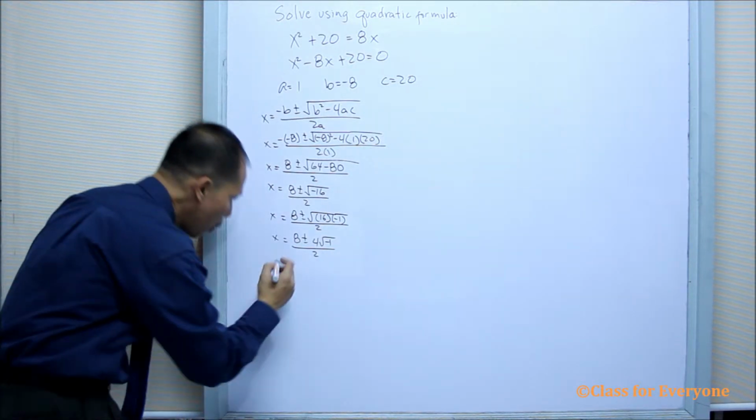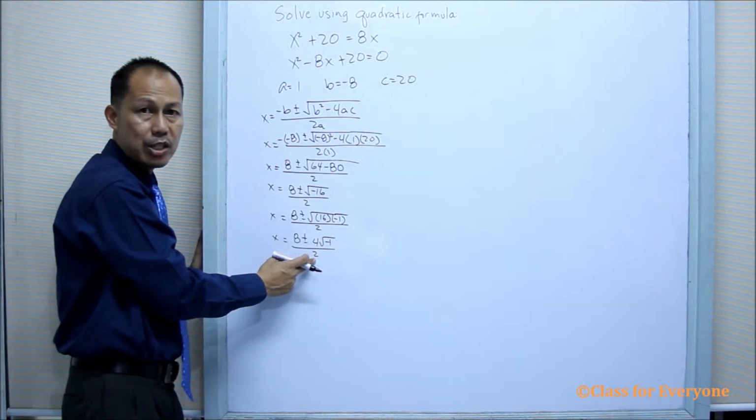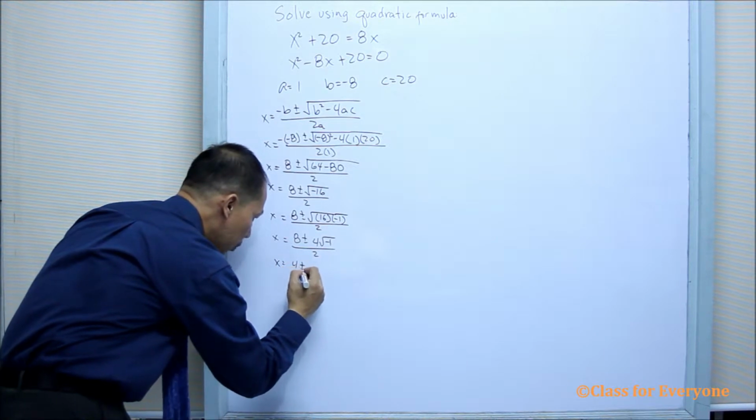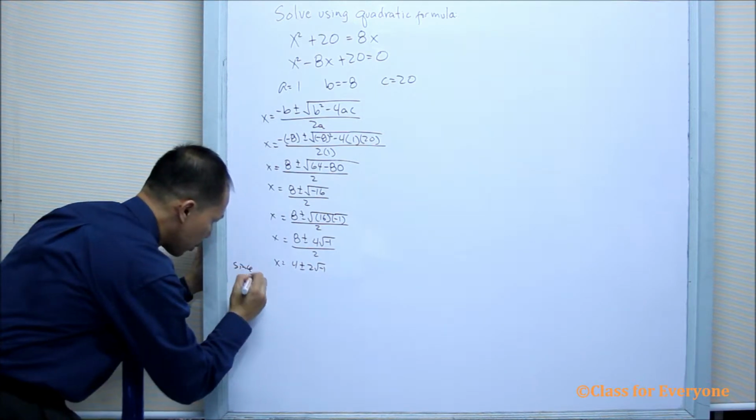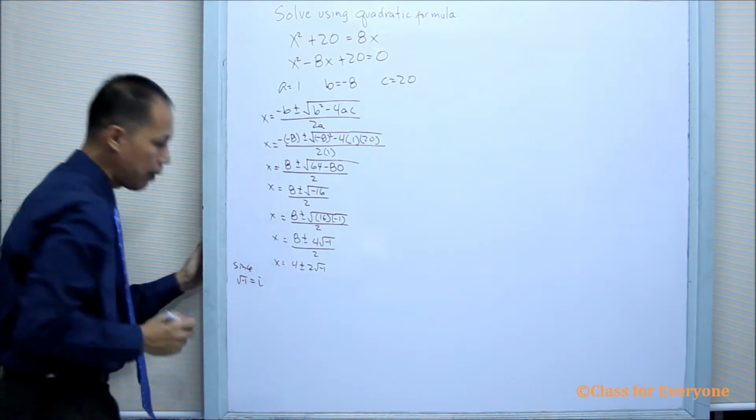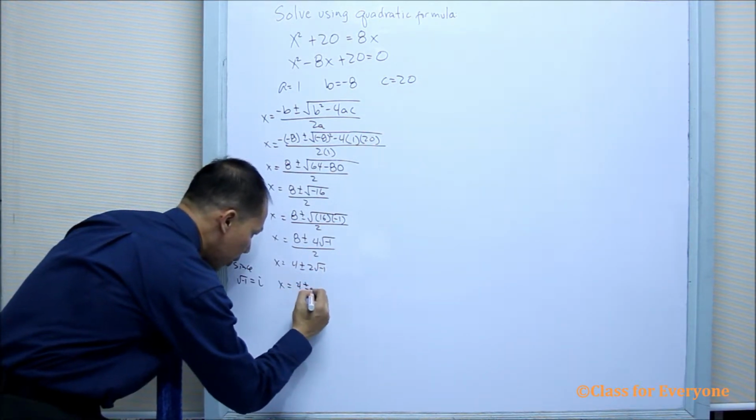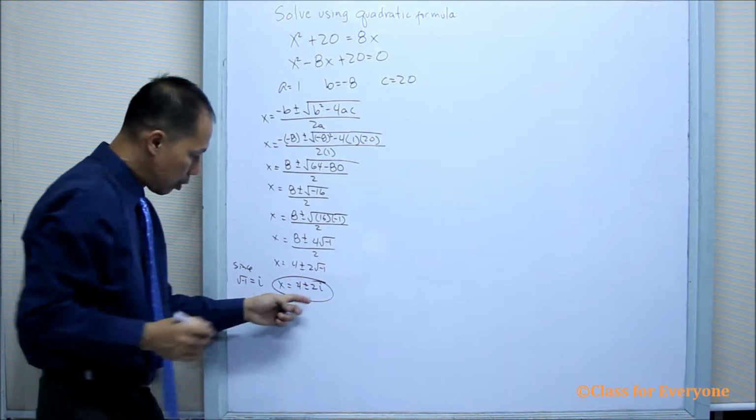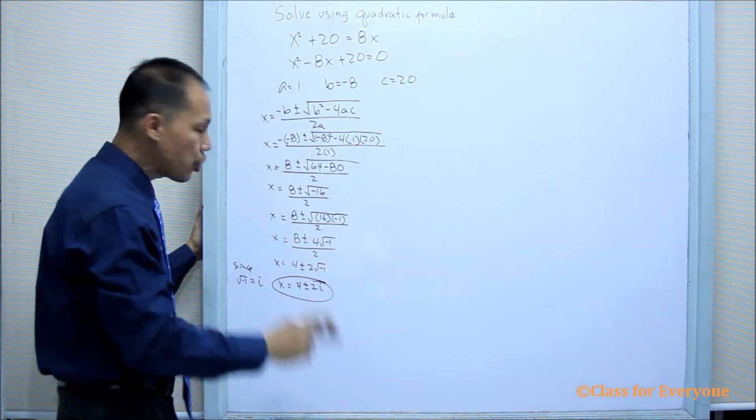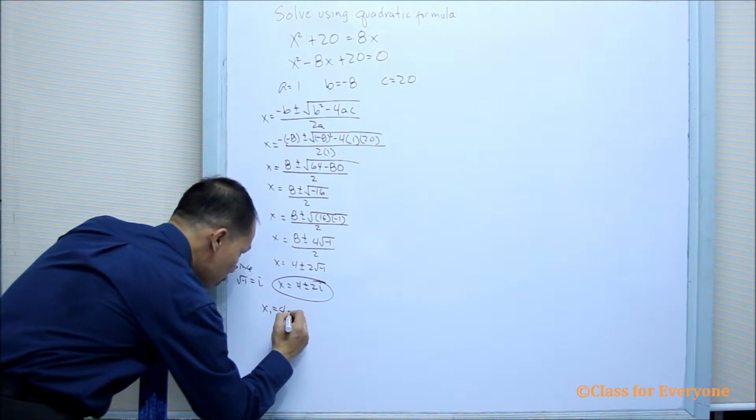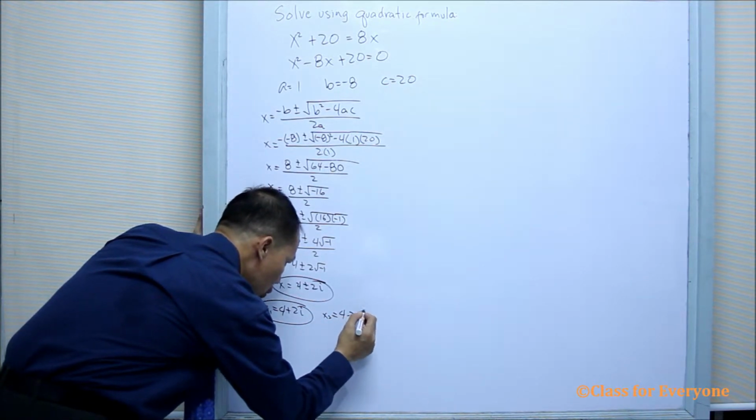And then, we now have to reduce 8, 4, and 2. All of them are divisible by 2. So this will be 4 plus or minus 2 times the square root of negative 1. Since the square root of negative 1 is equal to i, I can substitute it here. Therefore, x is equal to 4 plus or minus 2i. Notice that this is an i and this is an imaginary number. The roots are now x sub 1 equals 4 plus 2i and x sub 2 is 4 minus 2i.